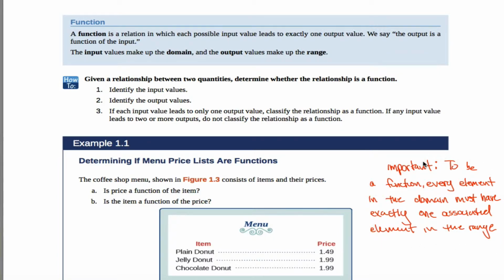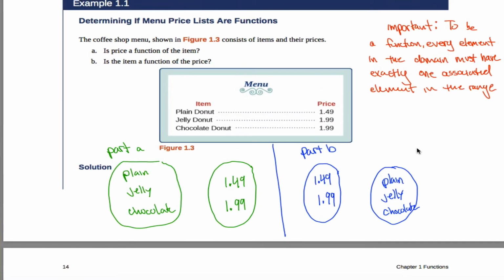To be a function, it must be true that every element in the domain has exactly one associated element in the range. So what's not a function is when you have an element in the domain that has two different elements associated with it in the range. Remember, the domain is the things you put into the machine, the range is the things that come out of the machine. So I drew these pictures here.